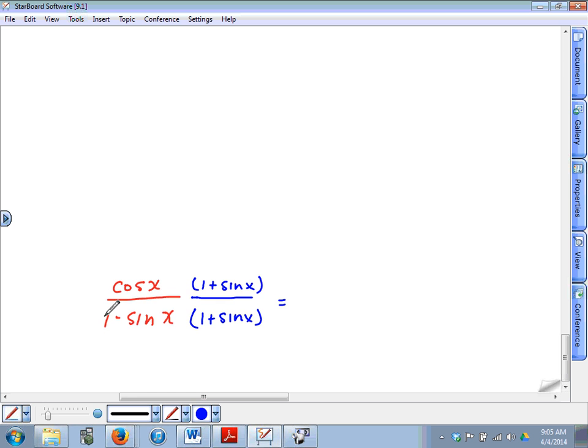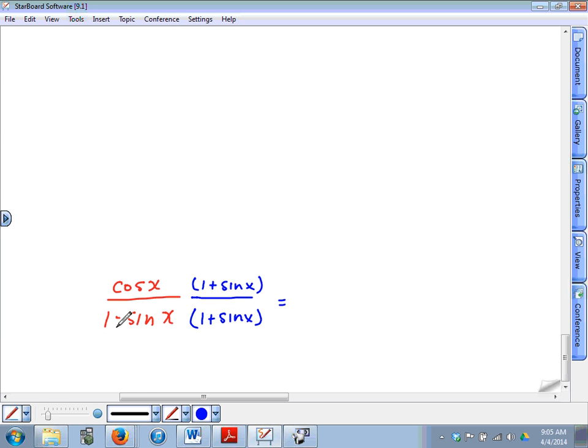So the problem here is, 1 minus sine of x, that's very, very close to an identity, but it's not one of our identities. What's missing? It needs a square, right? What if this were 1 minus sine squared? What would that equal? 1 minus sine squared is cosine squared. So if this were 1 minus sine squared, we could change this into cosine squared.